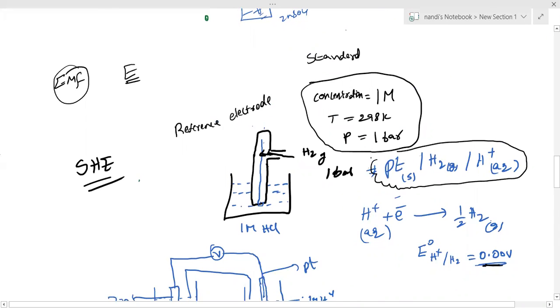As it is, you have to remember: platinum slash H2 slash H plus ion. Everyone has to remember this representation. If I ask for the hydrogen electrode, you need to represent it like this. Understood?